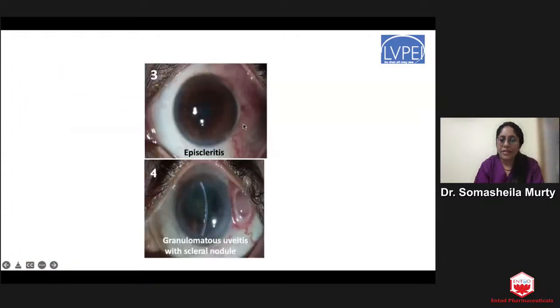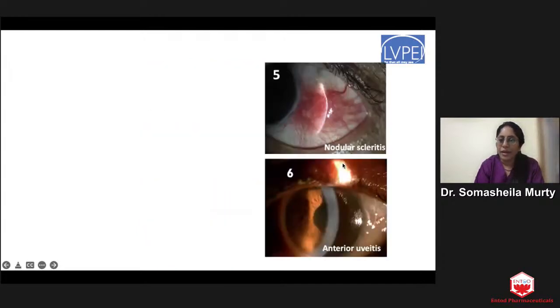This patient has episcleritis, whereas this is a patient with a nodular kind of nodule, who also has keratic precipitates. So has associated anterior uveitis, but the problem is the nodular scleritis part that the patient has. There's another case of nodular scleritis, and this is what you have in anterior uveitis. You have pigmented keratic precipitates and a very mildly congested eye. So the congestion in uveitis can vary.